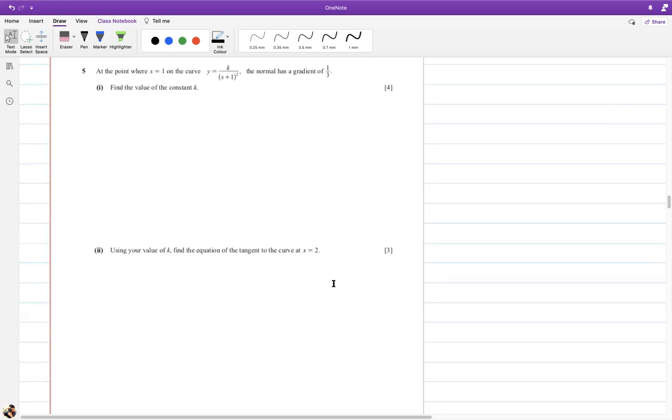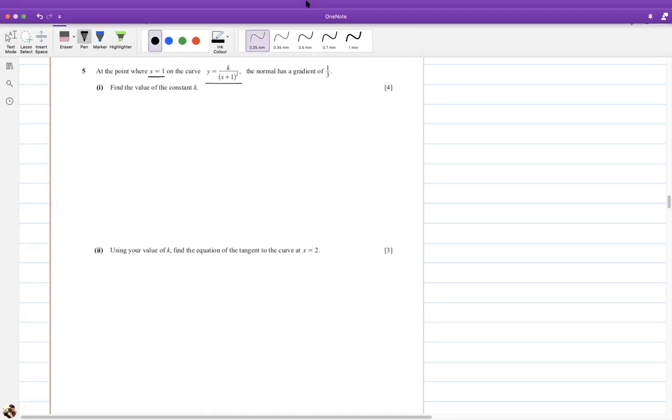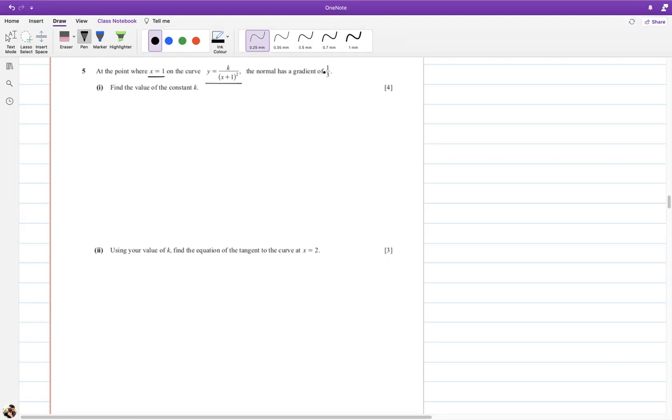At the point where x is 1 on the curve, the normal has a gradient of 1 by 3. Find the value of the constant k. So what information do we have? First, we know that x equals 1 for this curve gives me some value for which, if I were to get a gradient for the normal, that will be 1 by 3. So if the gradient of the normal is 1 by 3, then the gradient of the tangent will be minus 3 by 1. Why? Because it's the negative reciprocal.